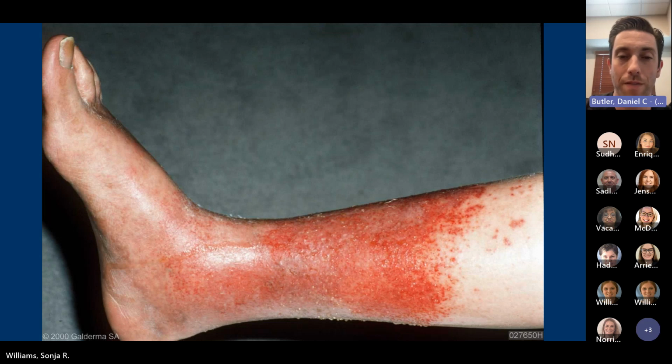Here's another great image of that extent of redness. So this got called a cellulitis, and this is just another example of stasis dermatitis with acute irritation. So we call this acute on chronic stasis dermatitis. Next slide.